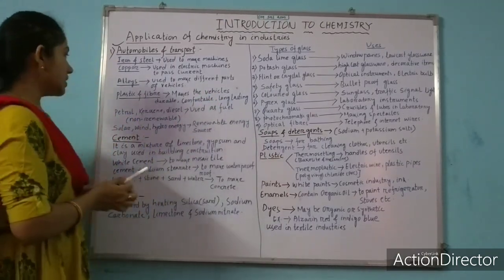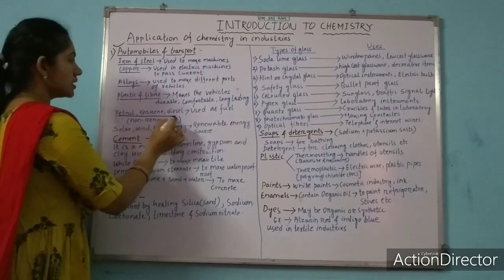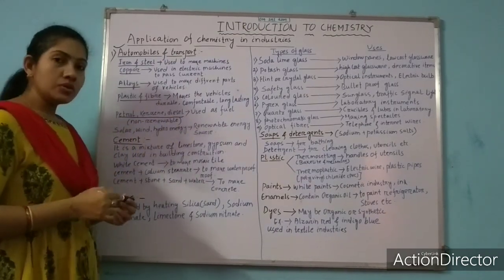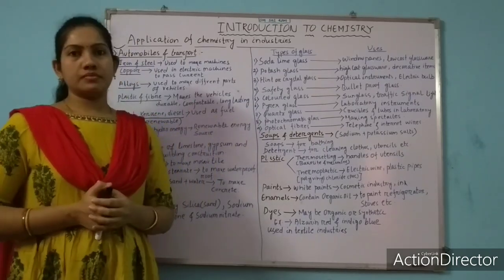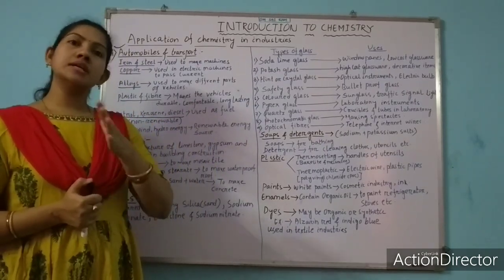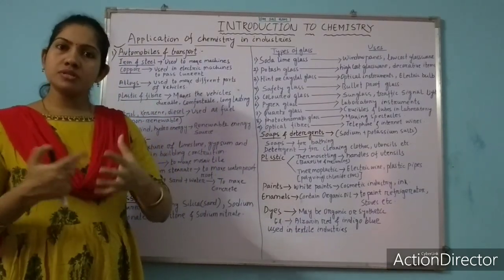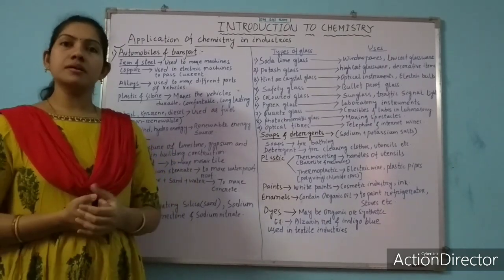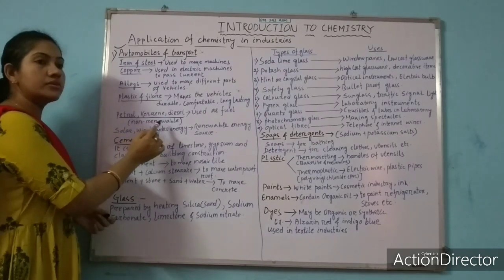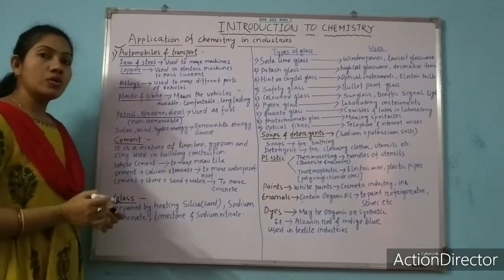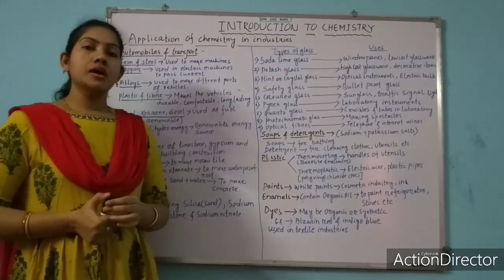Next one is petrol, kerosene and diesel. As we know, these are used as fuel. Petrol, kerosene and diesel are generally used as fuel to run different machineries. In brackets, you can see I have written non-renewable. What do you mean by non-renewable resources?